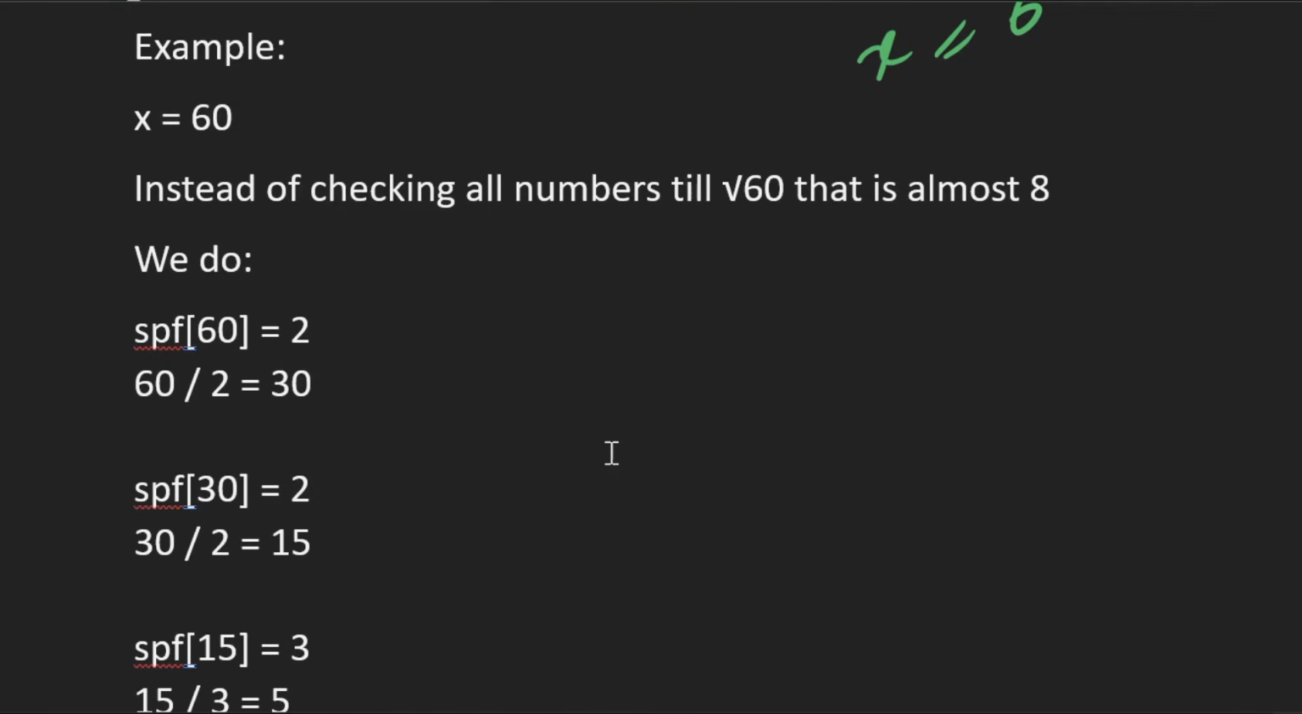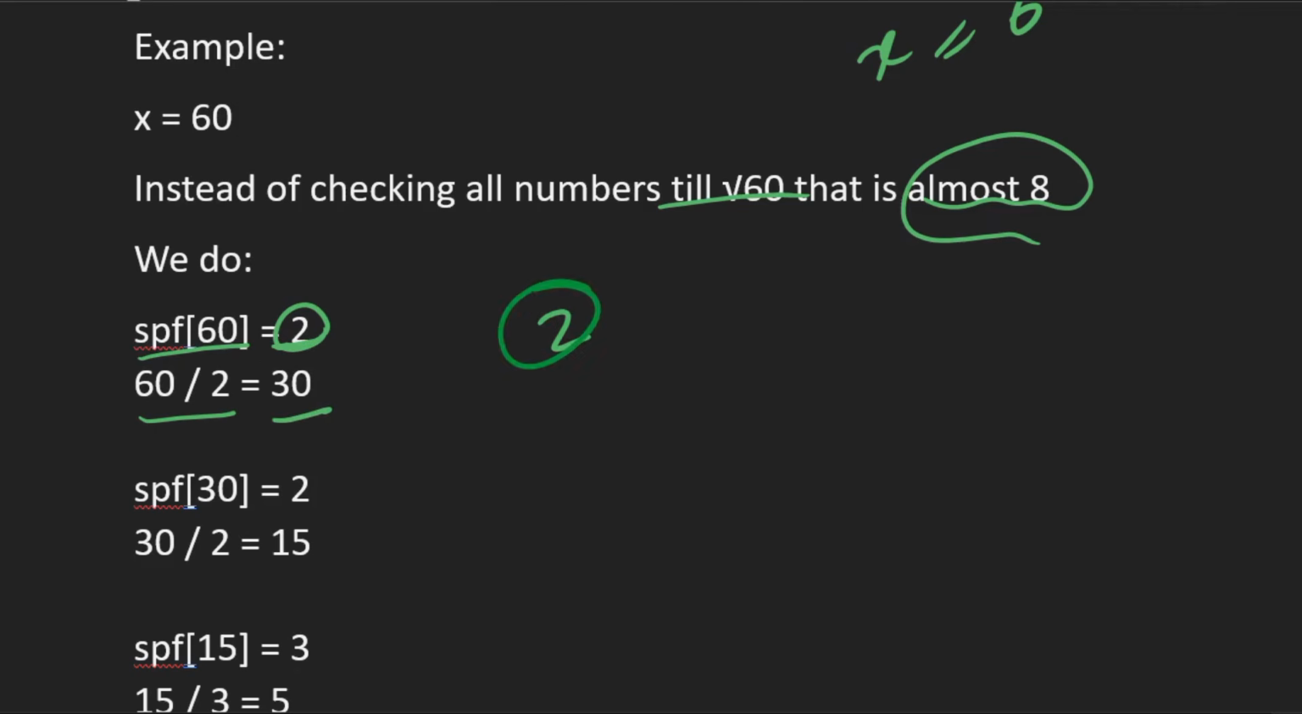Let's say x is equal to 60. Now instead of checking all the numbers till root 60, which is almost 8, what we'll do is first check that SPF of 60 is 2. Then we divide 60 by this number 2, so 60 divided by 2 is 30.